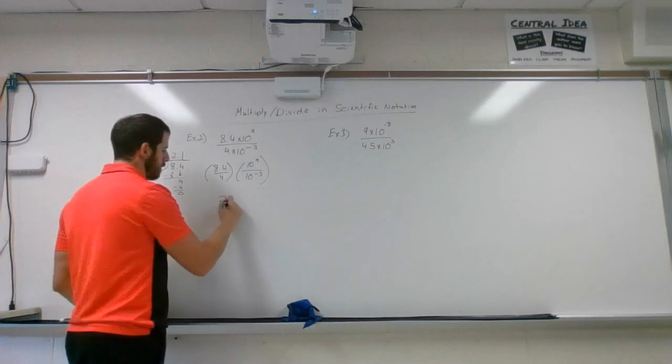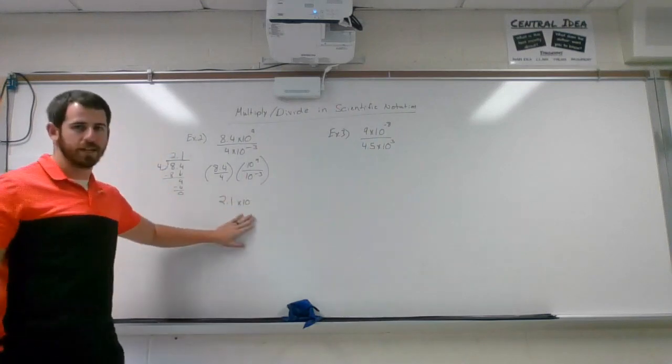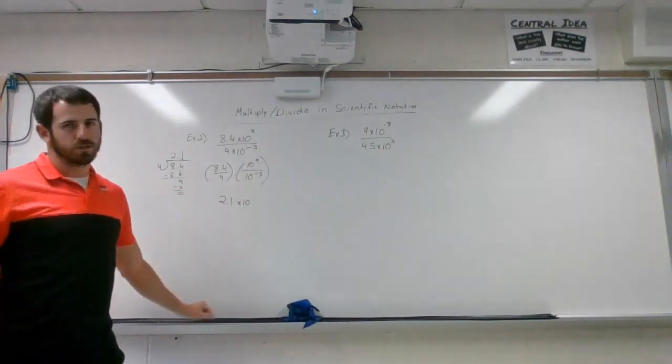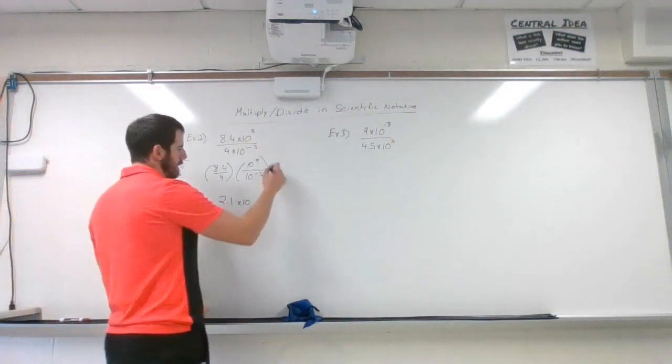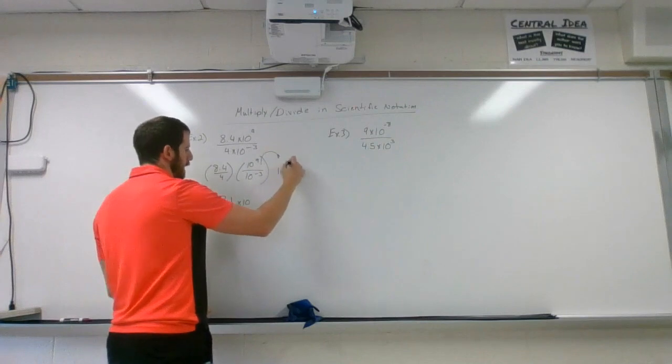So we have 2.1 times 10. Again, it's always times 10. It's not going to be divided by 10. Always times 10. And then we need to do our math here. Okay, so when I take this, it's going to be 10 to the 9.